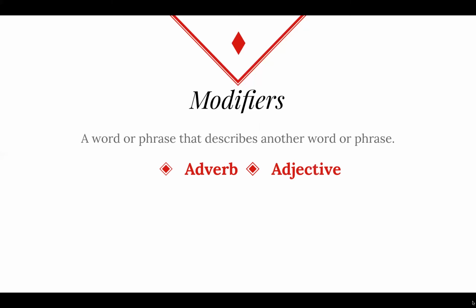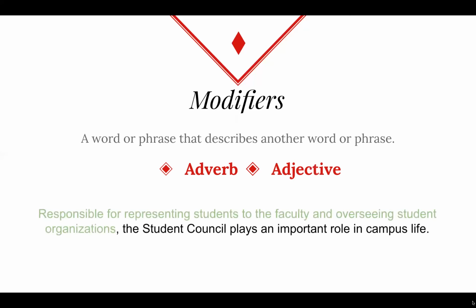For example, responsible for representing students to the faculty and overseeing student organizations, the Student Council plays an important role in campus life. The modifying phrase, in green, provides additional information about the subject of the sentence, the Student Council.